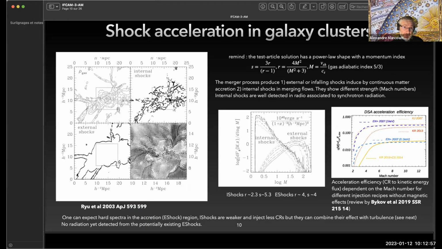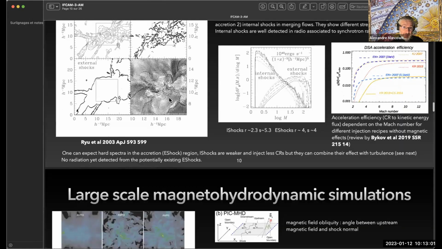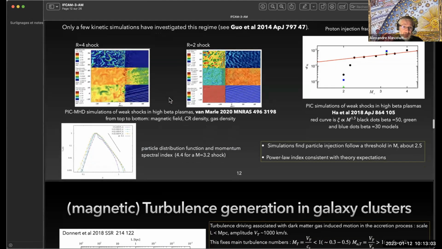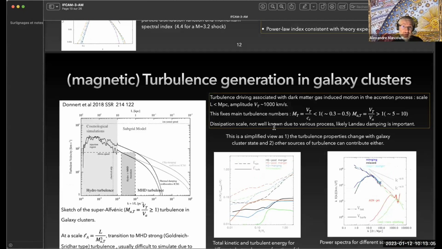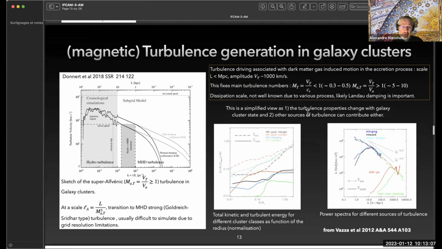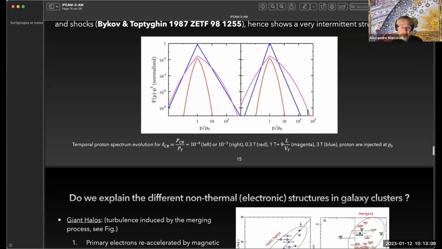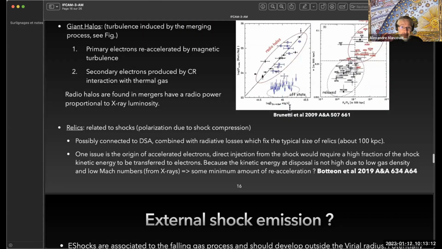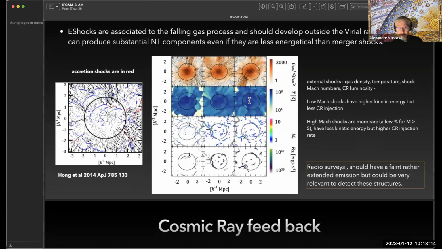You can have them because the structure is very intermittent. These are mean values, but you can have some particular places in this kind of structure where the sound speed is a bit lower, and then the turbulent motion can become supersonic and can trigger some shock structure.